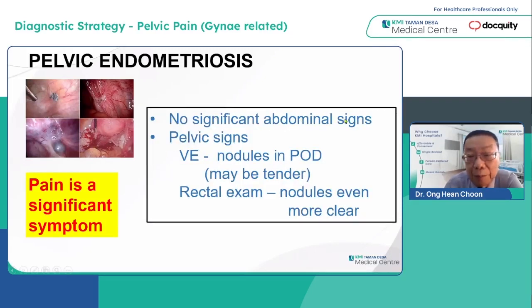Usually there are no significant abdominal signs, but if you do a pelvic examination, say for example a bimanual VE, you may be able to feel nodules in the pouch of Douglas. It is not so difficult to feel actually, it's quite simple if you are trained enough or experienced enough. And these may be tender nodules. In virgin girls, you can still do a rectal examination and you can feel the nodules in front of you. In fact, it is even more clear than doing a vaginal examination. So please do not exclude doing a rectal examination.